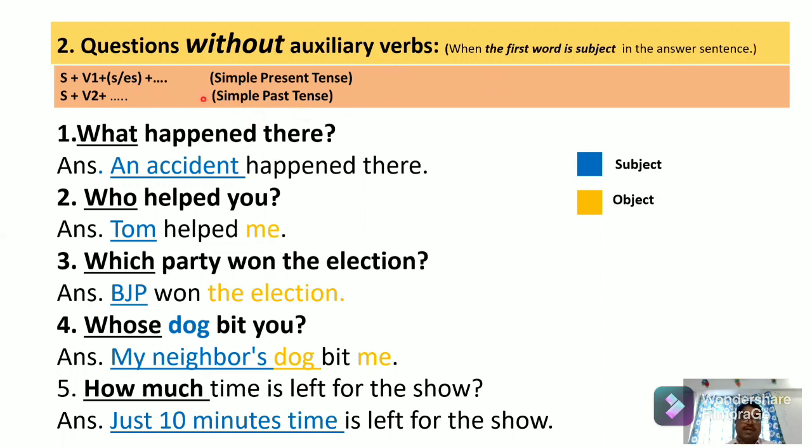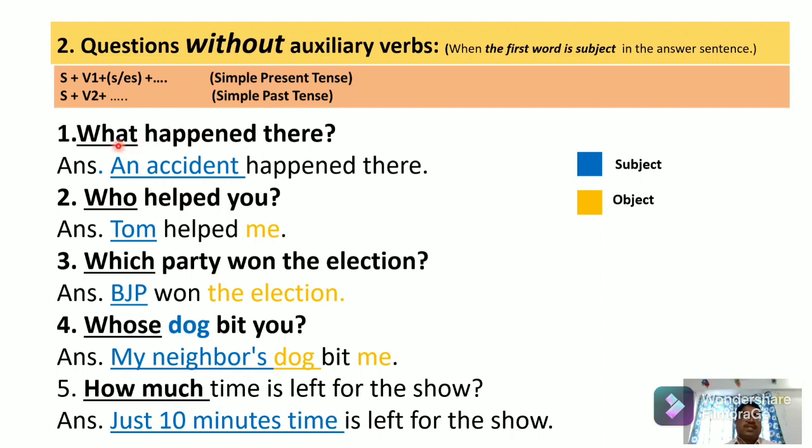The same structure is given here because we need auxiliary verbs do, does, and did only. We need do, does in simple present tense sentences and did in simple past sentences, right? And that too to make questions because there is no helping verb. They don't require any helping verb, right?